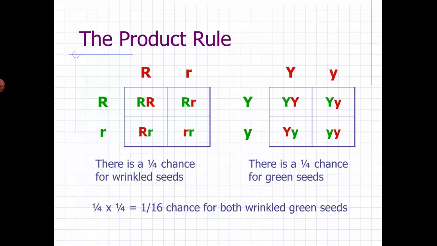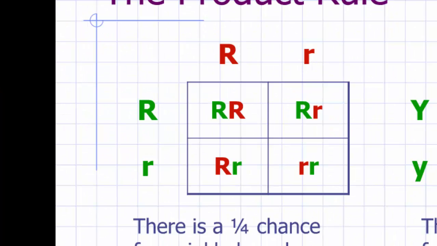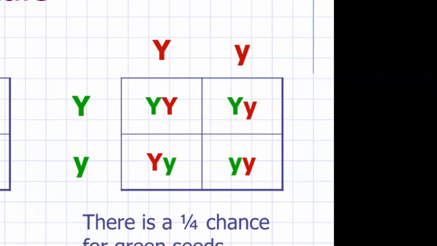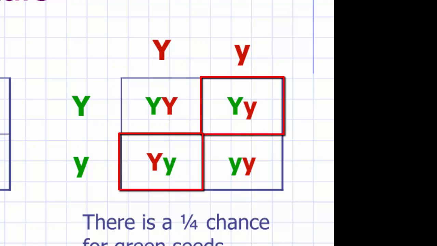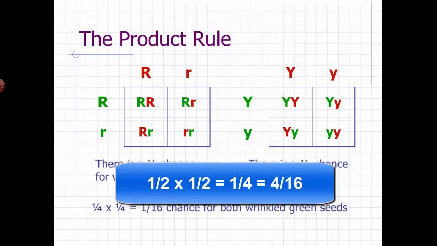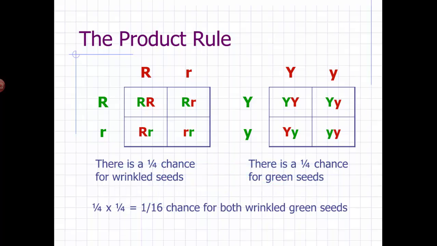All set? All right, so if we use the product rule, we say, okay, for round versus wrinkled, the chance of having a hybrid, heterozygous, is 2 out of 4, or 1 out of 2. Over here for the yellow versus green seeds, the chance of having a hybrid, heterozygous, is 2 out of 4, or 1 out of 2. If I multiply those two together, 1/2 times 1/2, I get 1 out of 4. Out of 16, 1/4 is the same as 4 out of 16.